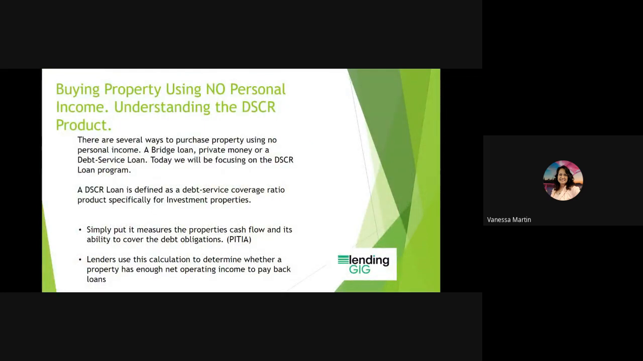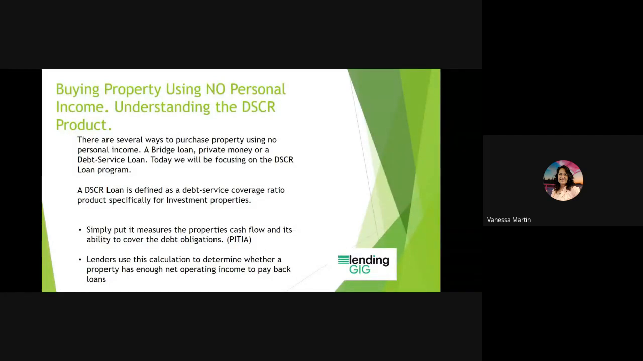Buying property using no personal income, and understanding what this program is. There are several ways that we can help you purchase property here at Lending Gig with no personal income: a bridge loan, private money, or the debt service loan. Today we're going to be focusing on the DSCR loan program. A DSCR loan is simply defined as a debt service coverage ratio product, and it's specifically for investment properties. What's great about this product is that there's no personal income that the lender looks at. It's all based on the income of the property.